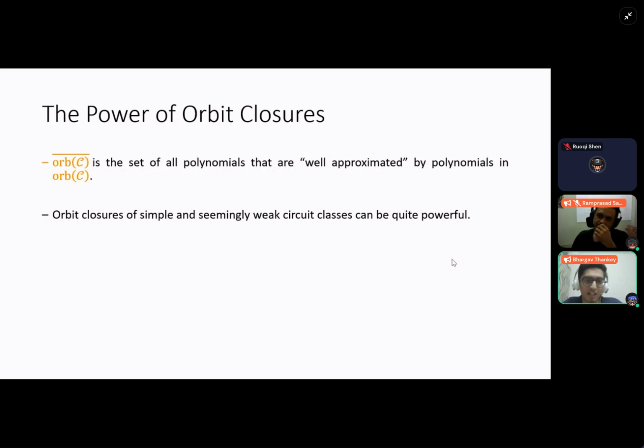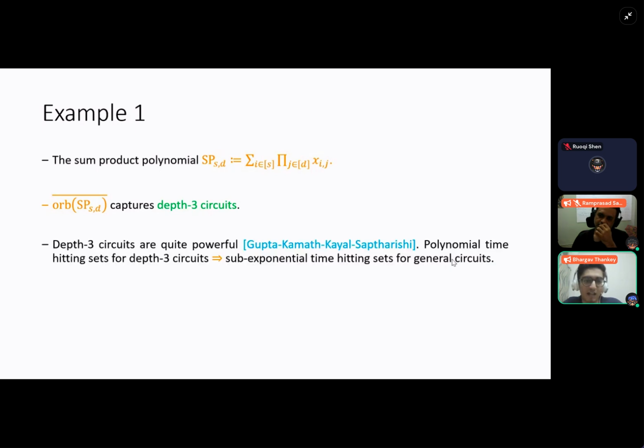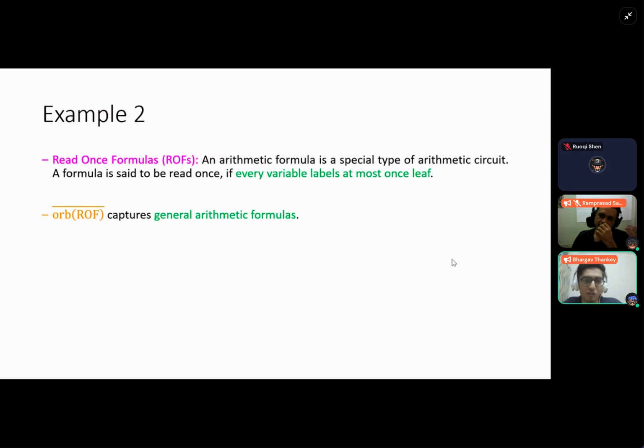Let me illustrate this statement by some examples. The first example is that of the sum product polynomial defined as follows. The orbit closure of the sum product polynomial captures depth 3 circuits, and because of the work of Gupta, Kamath, Kayal, and Saptharishi, we know that depth 3 circuits are quite powerful. In fact, we know that polynomial time hitting sets for depth 3 circuits imply sub-exponential time hitting sets for general circuits.